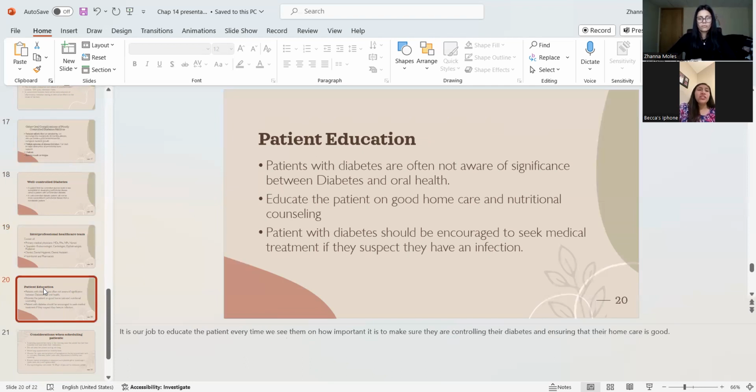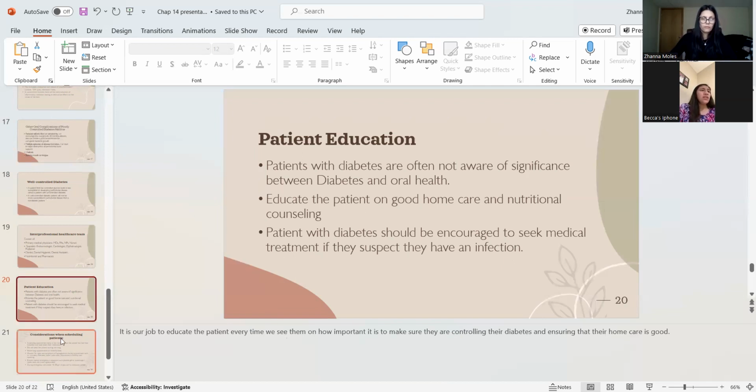Patient education. It is our job to educate the patient every time we see them on how important it is to maintain their diabetes and their glucose level, and also ensure that they have very meticulous home care. We're also going to encourage them to seek out any medical help or treatment if they do develop an infection because of their prolonged healing time.